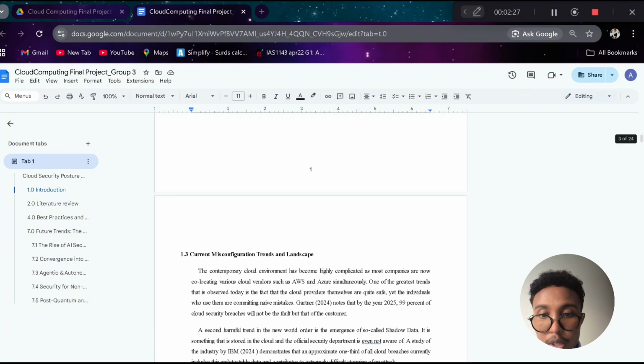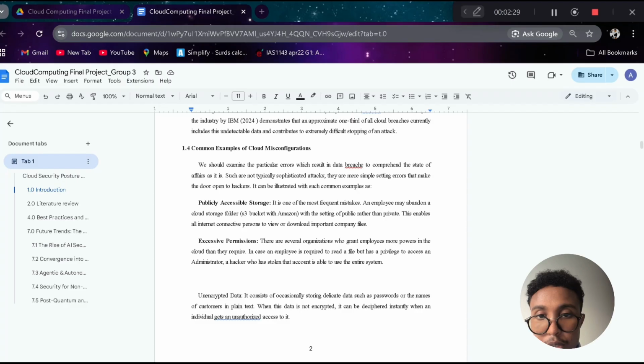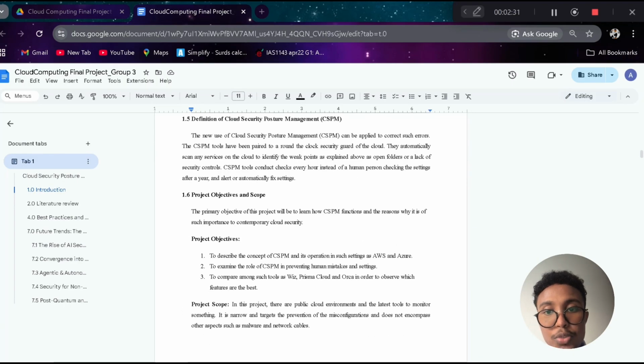Moving to the project objectives. First, to explain what CSPM is and how it works in cloud environments. Second, to study how CSPM helps prevent cloud misconfiguration and human mistakes. Third, to compare popular CSPM tools and understand their main features and benefits.